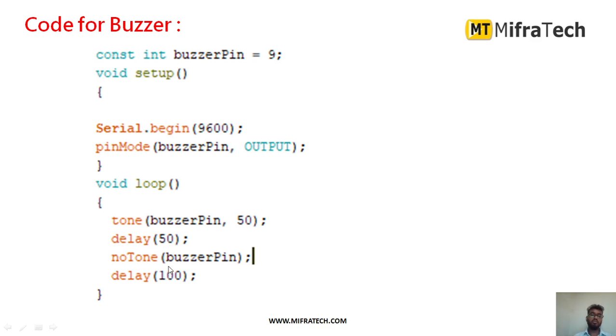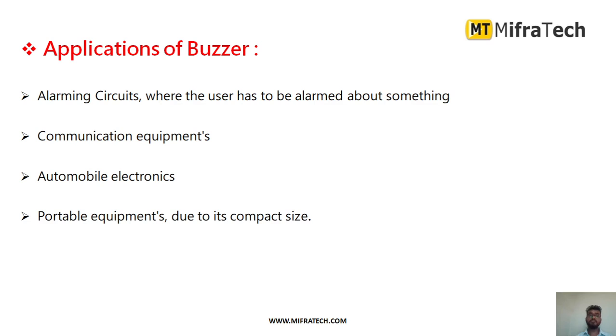If no tone means the buzzer is not producing any sound, it will be off. After that I am giving again 100 millisecond. Like that, using this tone of buzzer pin, you can turn on the buzzer and turn off the buzzer. So this is a simple code in order to interface buzzer with the Arduino.